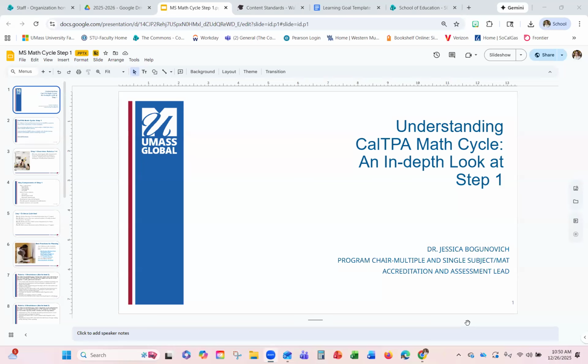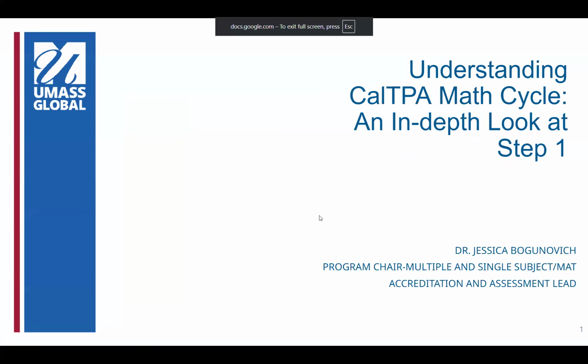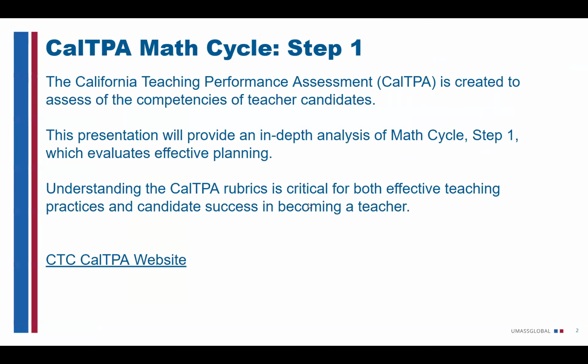I'm going to go ahead and share my screen. I have hidden myself because in the past it has covered some important information on the slides, and I don't want to inhibit any of that information being shared. So we're going to go through a slideshow. I'm going to talk you through how to be successful on your step one math cycle and really look at and break down what the planning step really means and what it looks like. So let's get into it.